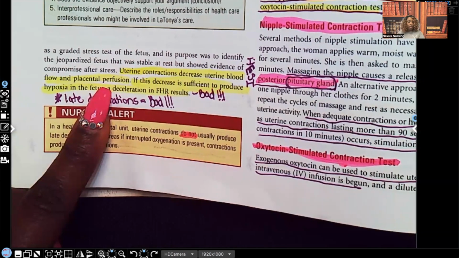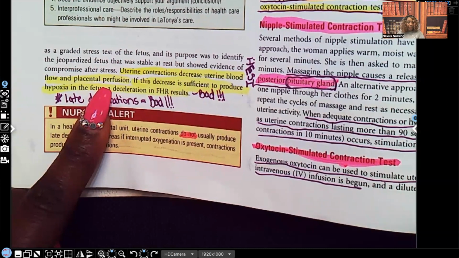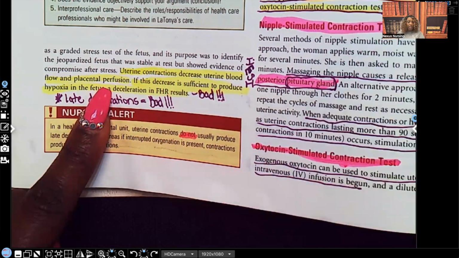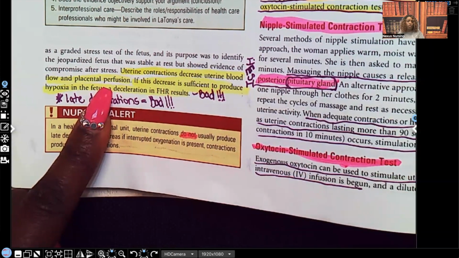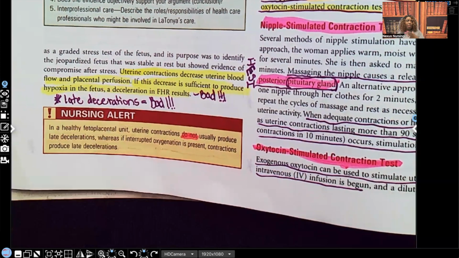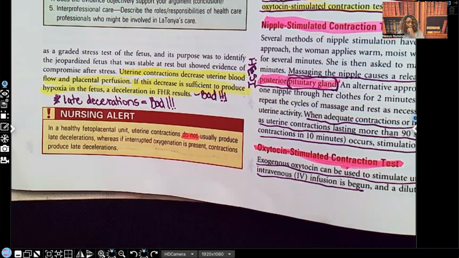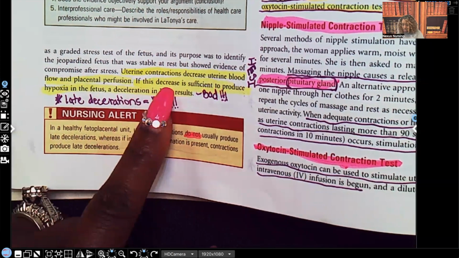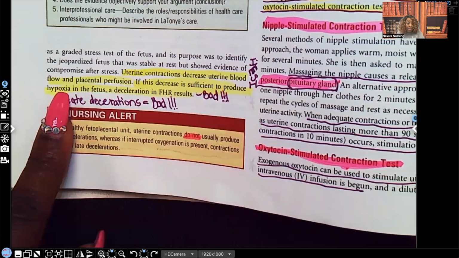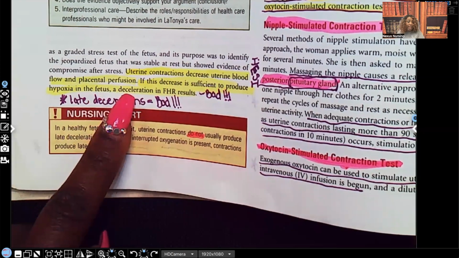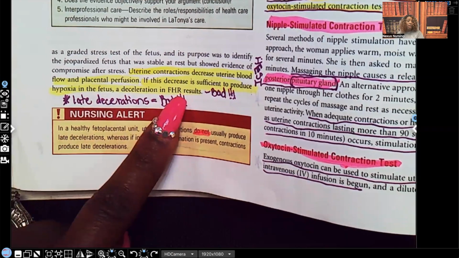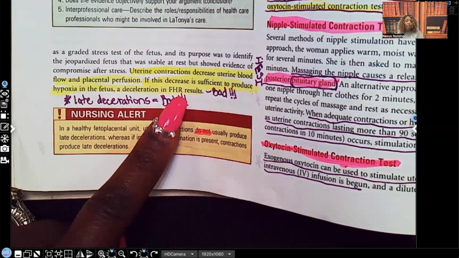Every time there's a uterine contraction, less blood flow is going to the fetus, and less perfusion is going to the placenta. Remember, I taught you what that word perfusion means. When you see that word perfusion, that means how much the tissue or organ is actually being fed the oxygen, vitamins, minerals, nutrients that are carried in the blood. So every time there's a contraction, that's decreased. If this decrease is sufficient to produce hypoxia in the fetus, a deceleration in fetal heart rate results. That is bad. Put a sad face next to it. We do not want to see that.